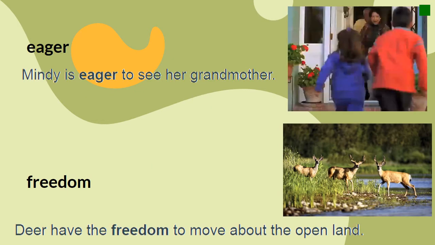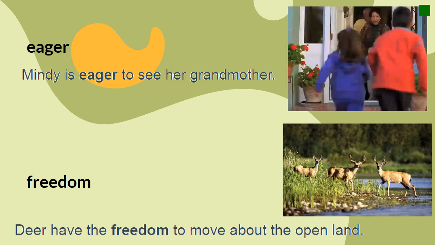Let's continue. We have the word eager. Eager means wanting to do something. For example, Mindy is eager to see her grandmother. Like, I want to see my grandmother. I have to see her. Please, please, please. When you're eager, you're wanting to do something so much. Another example, kittens are eager to see their mom.